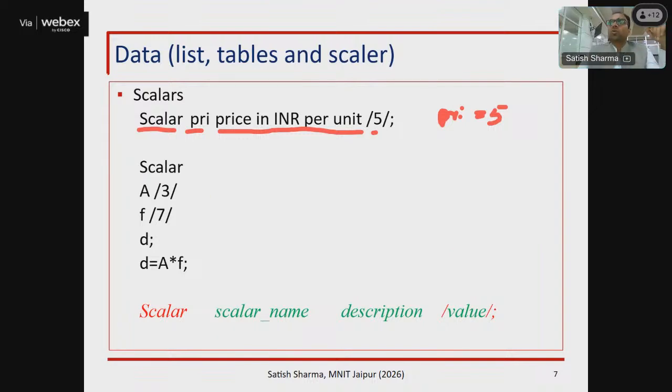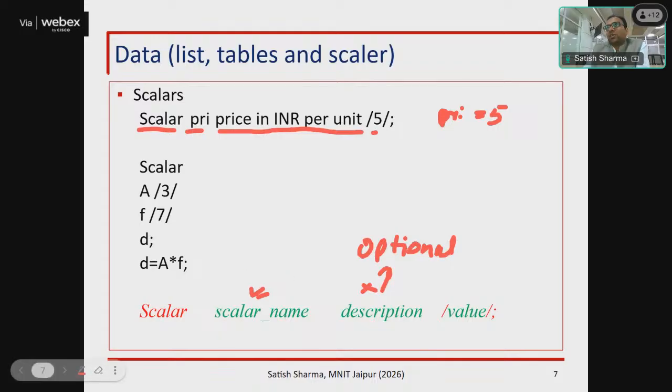If we have to define a lot of scalars, we can define all of them together. This is mandatory, this is not. Even if you do not provide a description, that is also fine. Description is optional. Name, obviously, if we are putting a scalar, it should have a certain name, so this is mandatory, and we have to provide some value as well. So this value is also a mandatory part.